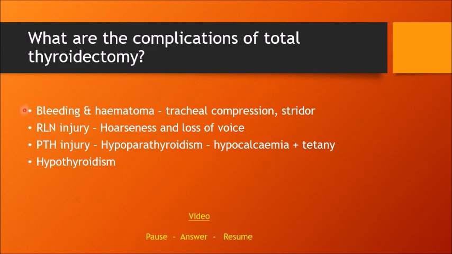First, bleeding and hematoma in the immediate post-op period leading to tracheal compression and stridor. Recurrent laryngeal nerve injury leading to hoarseness and loss of voice. Injury to the parathyroid glands leading to temporary or permanent hypoparathyroidism, which results in hypocalcemia and tetany. And lastly is hypothyroidism induced by the total removal of the thyroid gland.